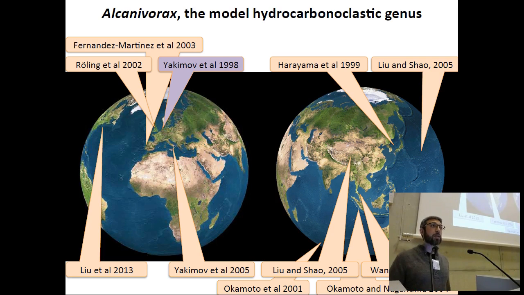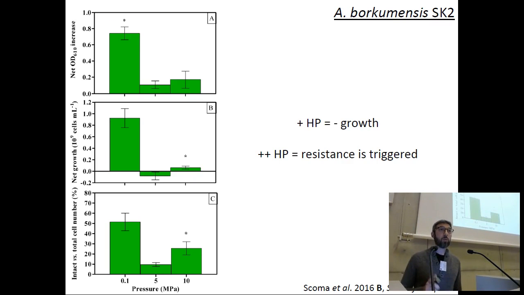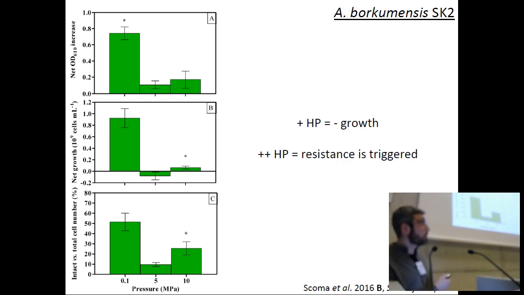So what we did is that we tested several independent strains for oil degradation, and we applied pressure. Now here we're just going to talk about one strain that is the most representative. So if Alcanivorax is the model hydrocarbonoclastic bacteria, then Borkumensis SK2 would be the reference strain. So a reference over reference. And what we saw, we applied here 3 different pressures: ambient pressure, 5 and 10 megapascal.